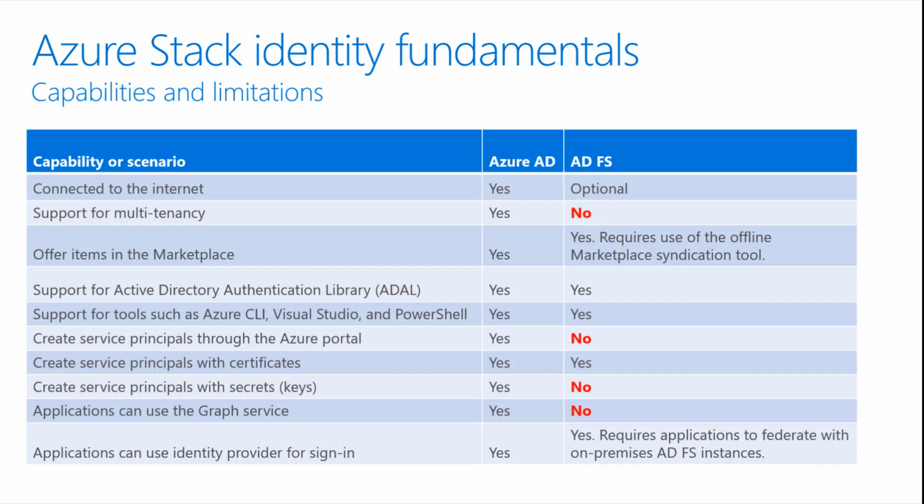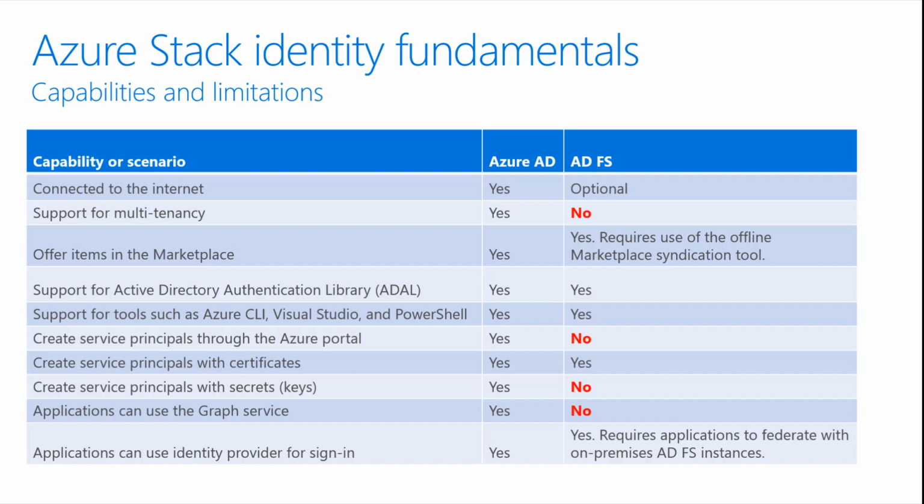In this chart, I highlighted some of the differences that stand out in the capabilities and limitations of using Azure Active Directory versus ADFS, or Active Directory Federation Services. In most of them, they're all similar. We'll start with connected to the internet. So in ADFS, particularly if you're doing a disconnected scenario, you would do ADFS, but you optionally can connect to the internet. The main things that are different are what ADFS cannot do.